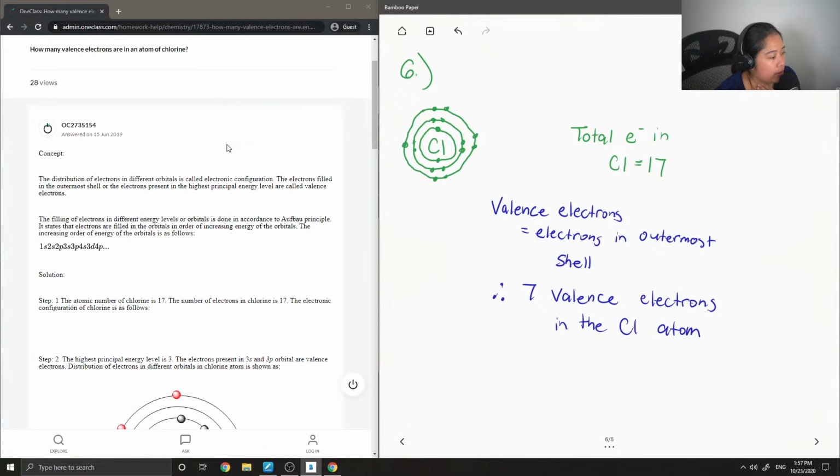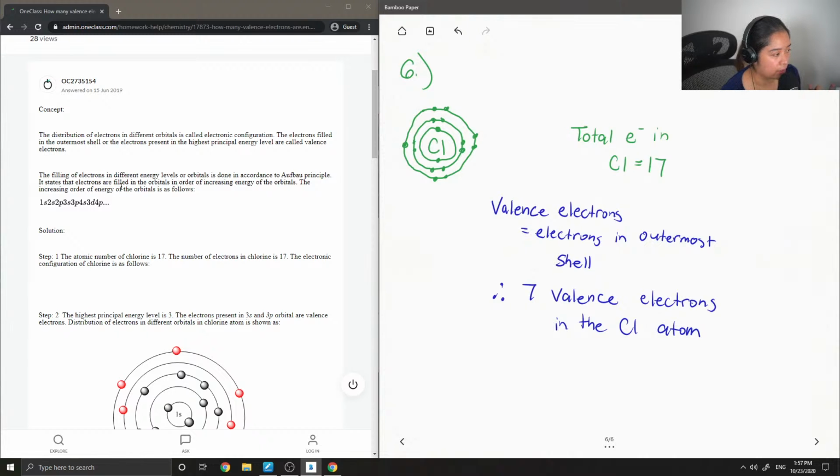Let's look at the answer from our junior tutor. Concept. The distribution of electrons in different orbitals is called electron configuration. The electrons filled in the outermost shell, or the electrons present in the highest principal energy level, are called valence electrons. The filling of electrons in different energy levels or orbitals is done in accordance to the Aufbau principle. It states that electrons are filled in the orbitals in order of increasing energy of the orbitals. The increasing order of energy of the orbitals is as follows. And then they just have the example there.